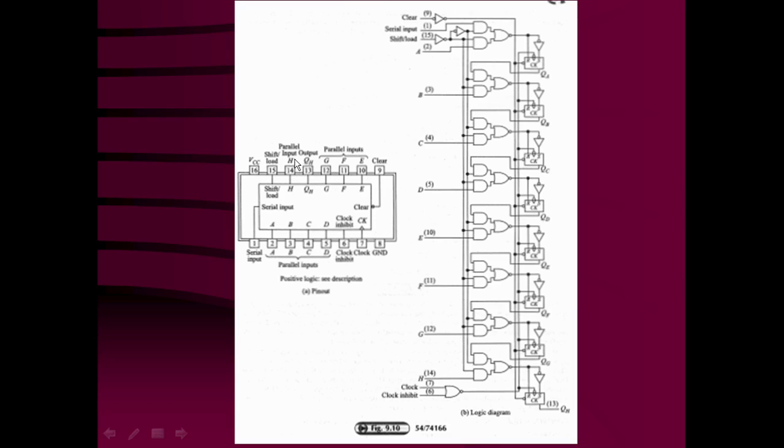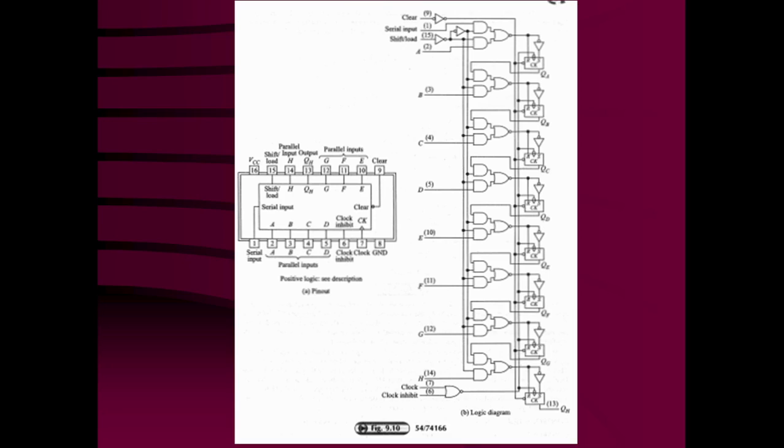Pin number 15 is the shift load input. This is the control signal through which you can enter the data in this IC either in serial fashion or parallel fashion. If the shift load control line is low, then the data present at A B C D E F G H, that is the parallel entry of the data, is going to be possible if the clock makes a transition. And when the shift load control is high, the data can be entered through pin number 1, that is in a serial fashion.